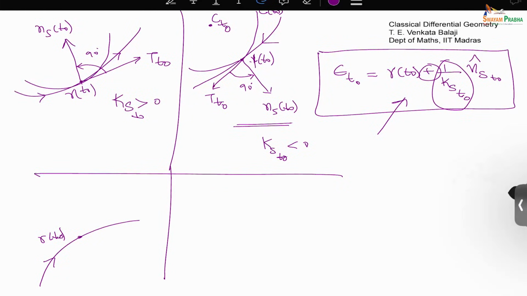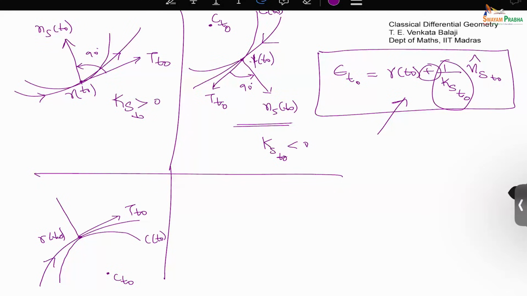So then what will happen is that now the tangent direction at t naught will be like this. Okay, and you see the circle of curvature at t naught will be this, and again the center of curvature will be somewhere here. Okay, what is the signed normal? Rotate by 90 degrees in the anticlockwise sense. So this will be the tangent, this will be the normal direction.